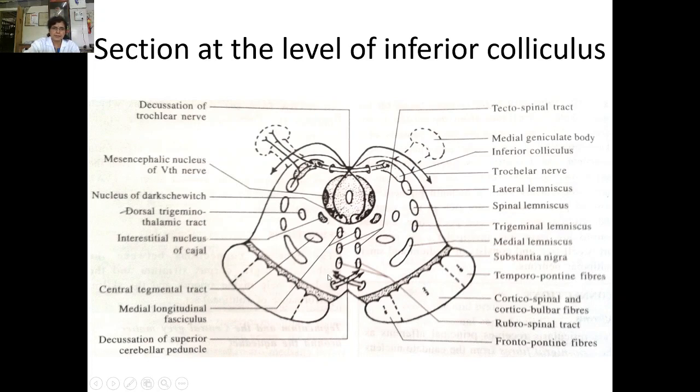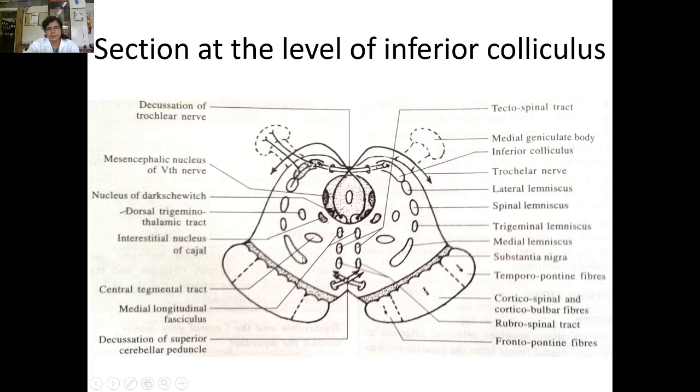So the main feature is the decussation of the superior cerebellar peduncle, which lies dorsal to the substantia nigra. Then in the median plane, dorsal to this decussation, there lies the rubrospinal tract, then the tectospinal tract, and the medial longitudinal bundle or fasciculus. And now you know about all these structures.